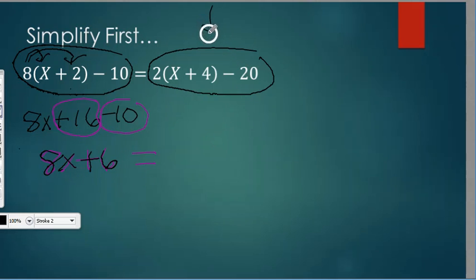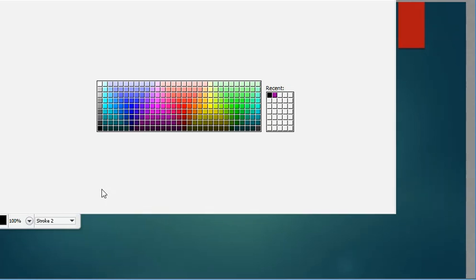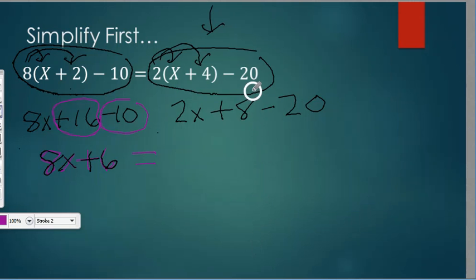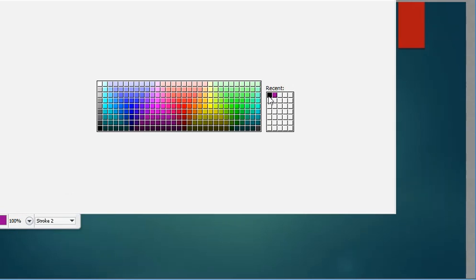Okay, now let's go ahead and simplify the right side. So we're first going to need to distribute this 2 to both of the terms inside the parentheses. So 2 times x is going to give us 2x. 2 times 4 is 8. And then we still have our minus 20 that we need to bring down. And then you guys can see that we can continue to simplify this. A positive 8 and a negative 20. We can combine those. So in your calculator, you would put in 8 plus negative 20, and that will give you a negative 12.